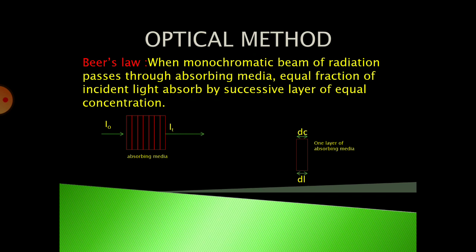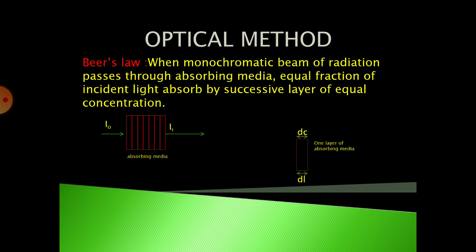Beer assumed that the absorbing media is made up of an infinite number of successive layers having equal concentration, while Lambert assumed that the absorbing media is made up of an infinite number of successive layers having equal thickness. Beer's statement is: when a monochromatic beam of radiation passes through absorbing media, an equal fraction of incident light is absorbed by successive layers of equal concentration.